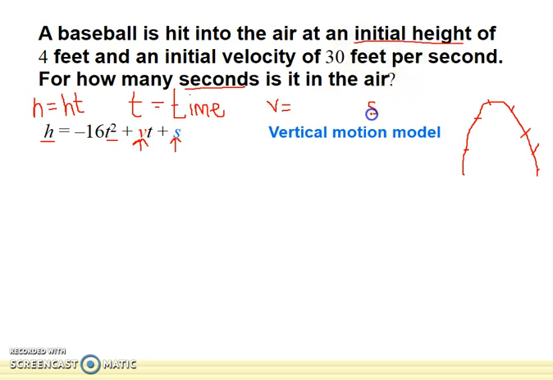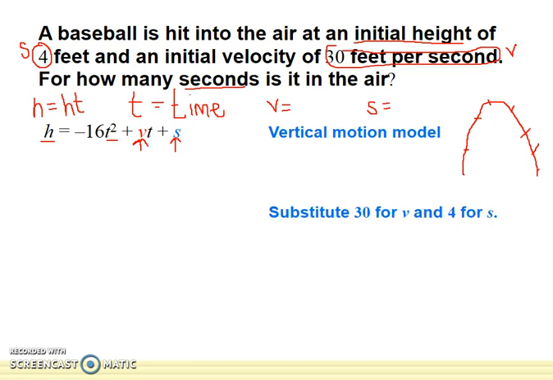So in the word problem, we have an initial height of 4, so that's the s, and 30 feet per second, so that's the v, the velocity. I'm just going to substitute those two numbers into the formula. I put 30 in for v because that's 30 feet per second, and 4 in for s because that is the initial height.